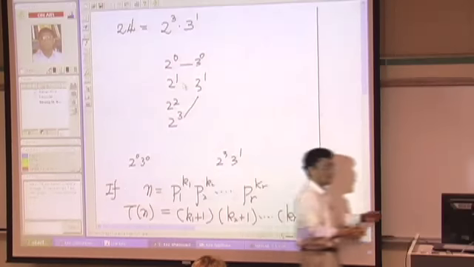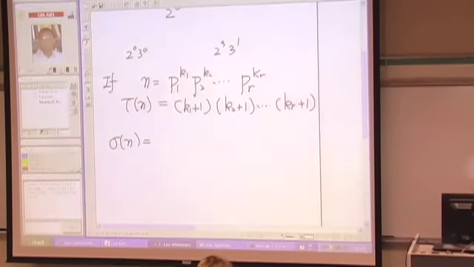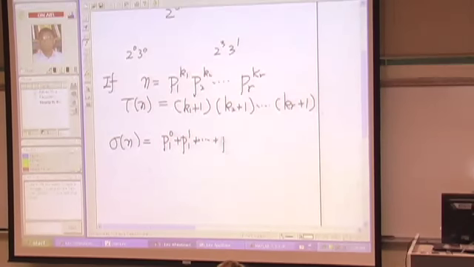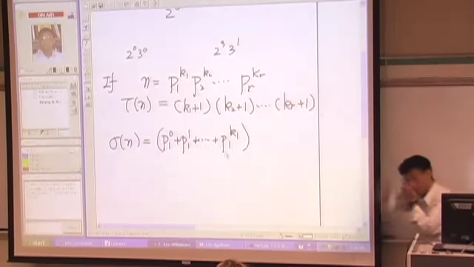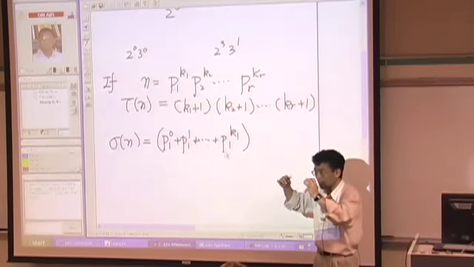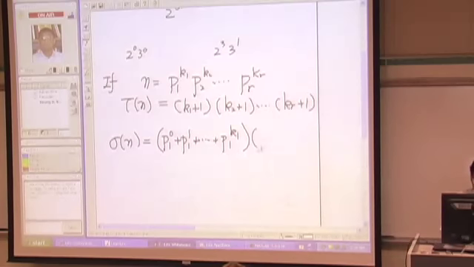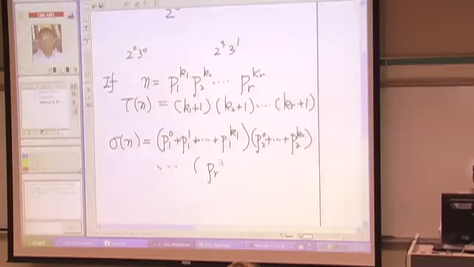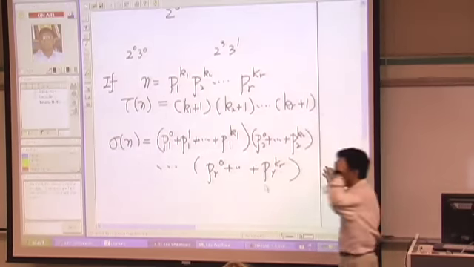So if I want to add the numbers, then we just multiply each column. So p1 to the power of 0, p1 to the power of 1, up to p1 to the power of k1. I add the column instead of later adding. Do you get it? And then p2 to the power of 0 up to p2 to the power of k2. And then multiply by pr to the power of 0 up to pr to the power of kr. So we can add the divisors this way.